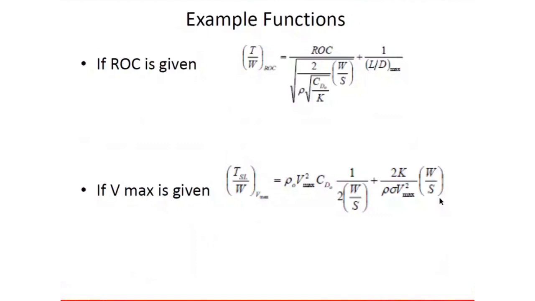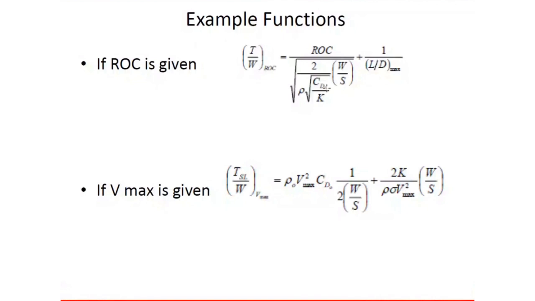If rate of climb is given, then you have whatever given rate of climb as the numerator divided by CD naught K W by S plus 1 over L by D max. Okay, now here initially you start with L by D, whatever max L by D you think you have, and that's because you have to guess at the CD naught and K, and then you can plot this in terms of W by S.